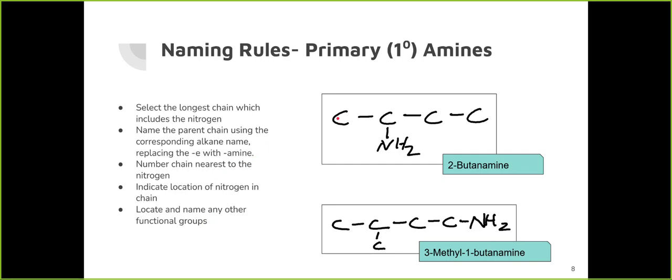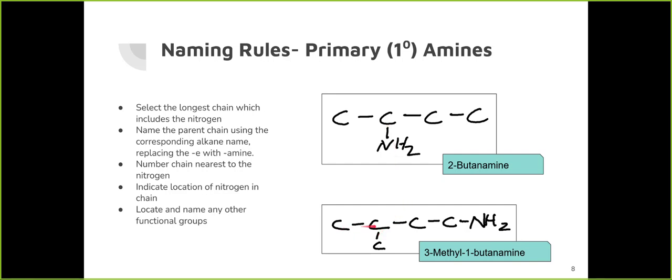So here we've got 1, 2, 3, 4 carbons. So that would be butane. So that becomes butanamine. You drop the E and add amine on the end. And then 2 indicates that this amino group is on the second carbon in that chain.